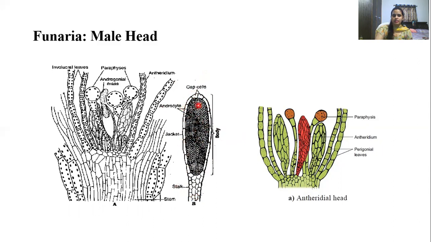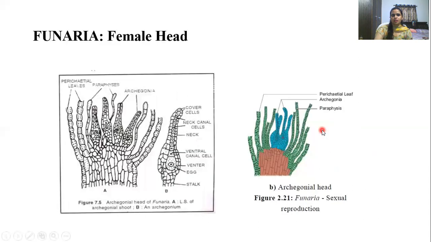Inside these jacket cells, there is the presence of androcytes. After slight differentiation, they form biflagellated sperms, also called antherozoids. This is a club-shaped body, and this is the stalk. After the differentiation is over and the cap cells get disintegrated, the sperm cells are liberated. So this is about the antheridial head. The next one is Funaria female head, or the archegonial head.